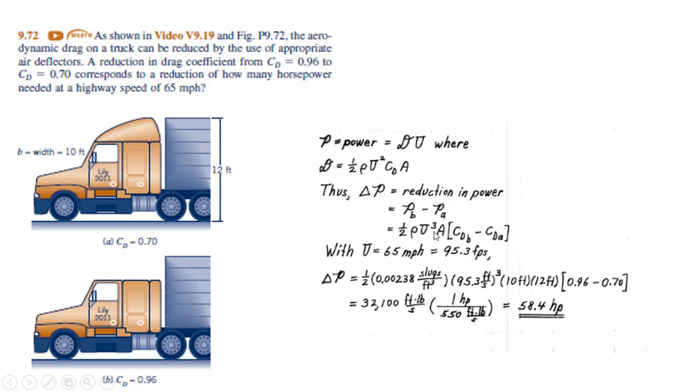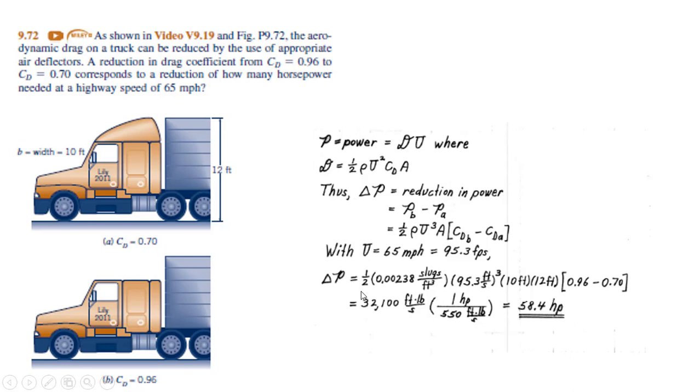In the first case, you will be having higher power, and PA will be having lesser power. So half rho u cube, because you have another extra u in this relation, times A. Now because area, everything is constant, the frontal area, because this is 12, so we have CDB minus CDA. The only difference created in these two cases is the drag coefficient. So for the case of B, we have CDB, which is 0.96, and CDA, which is 0.7.